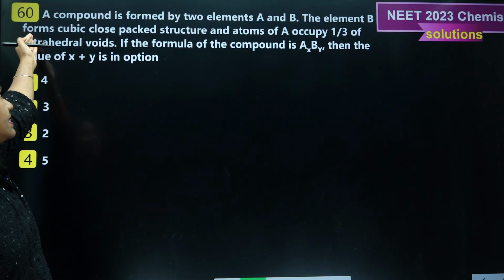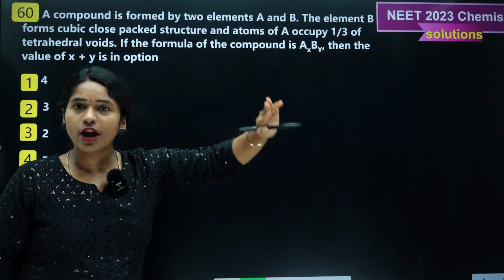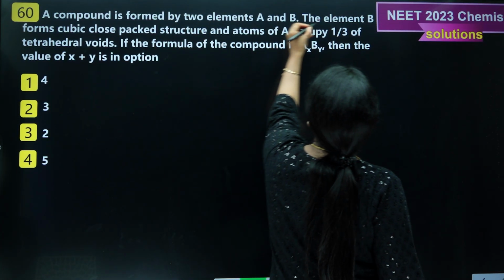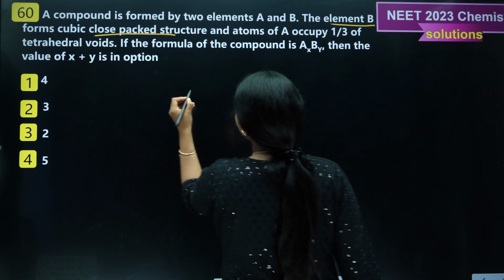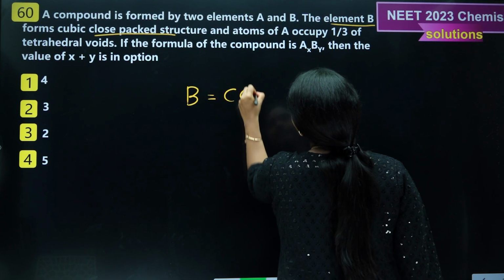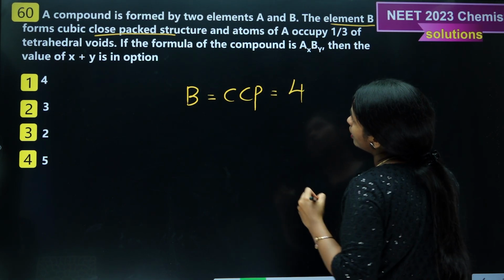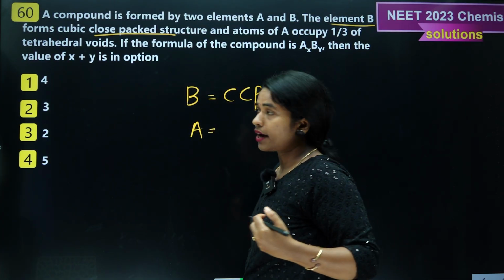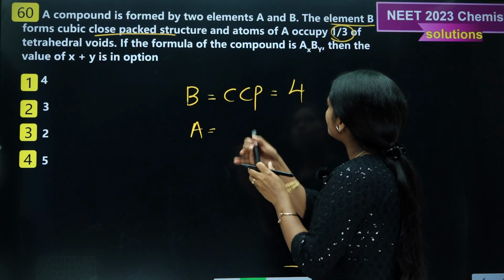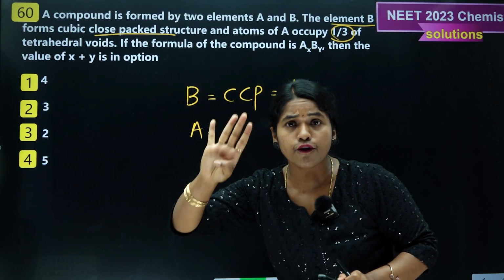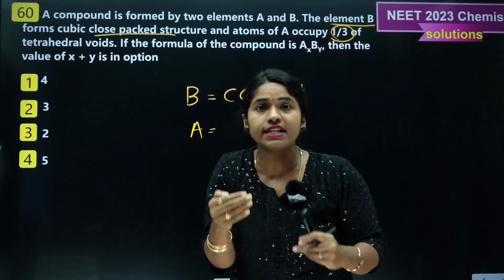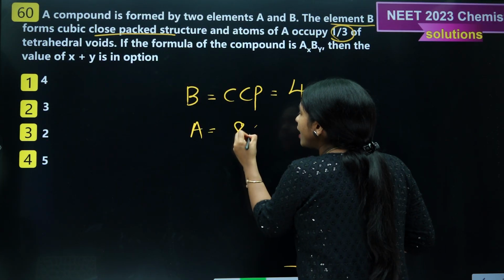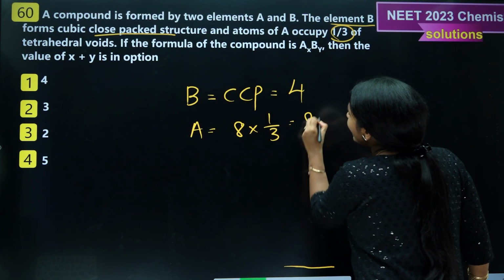Now see question number 60. A compound is formed by 2 elements. What are those 2 elements? A and B. Now they are telling that B is forming CCP structure. B is forming CCP, means number of atoms is 4. And A is occupying 1/3 of the tetrahedral voids. See, 1/3 of tetrahedral voids means how many atoms are present, students? 4 atoms. So tetrahedral voids will be double the number of atoms. 4 double is 8. Among 8, only 1/3 are occupied. So it will be 8/3.